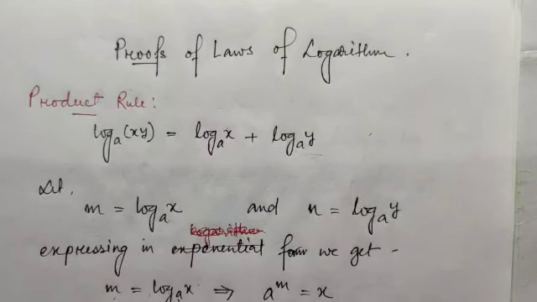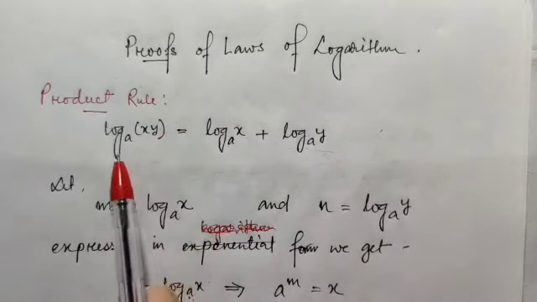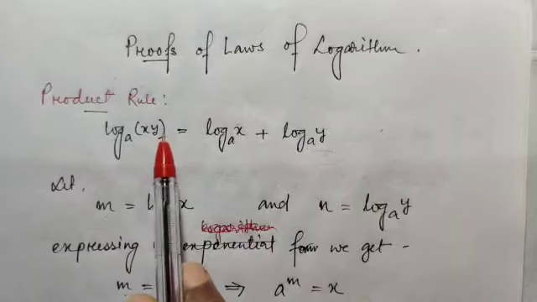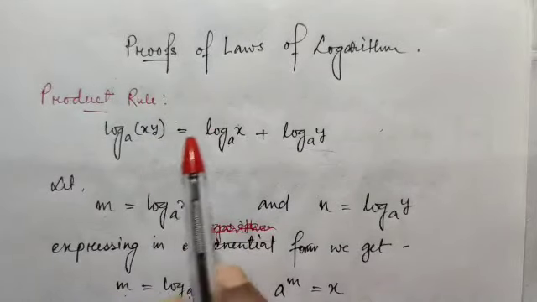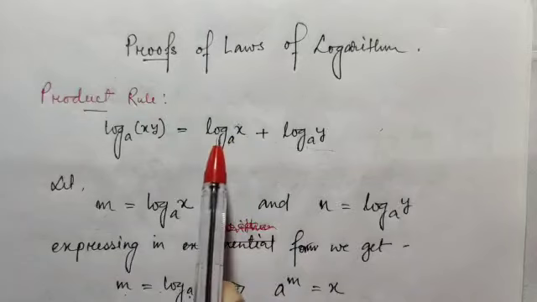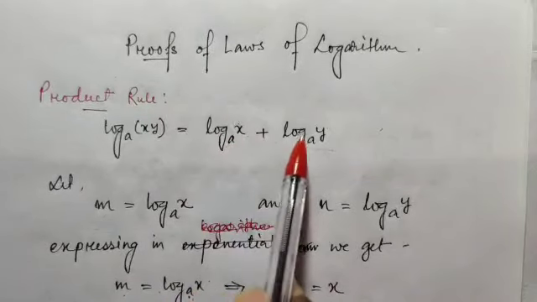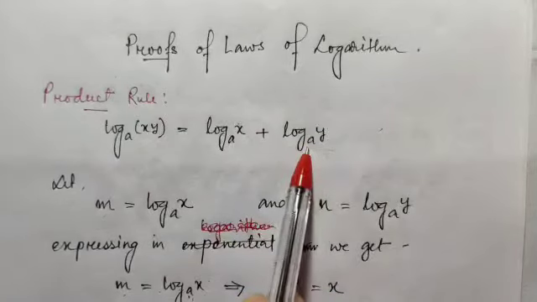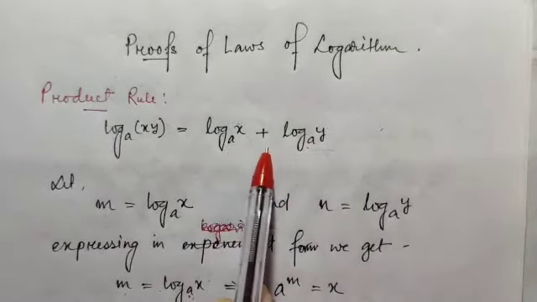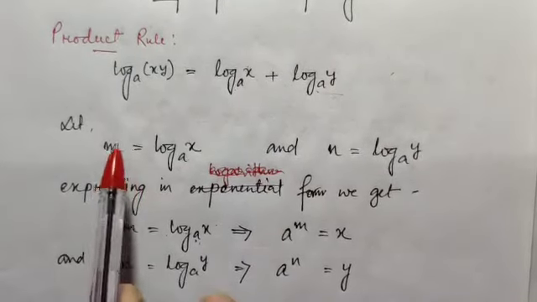Okay, welcome to the proof of the laws of logarithm. So first one is the product rule. What you have learned in the product rule is that if two arguments are multiplied and you take log, then we can write it in this way: log x with respect to a plus log y with respect to a, same base. Each argument will be added.